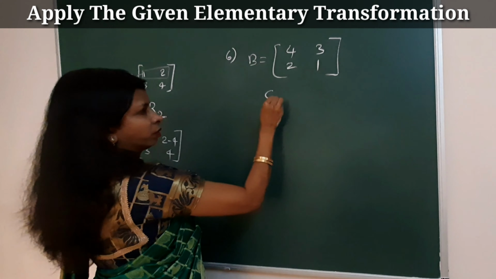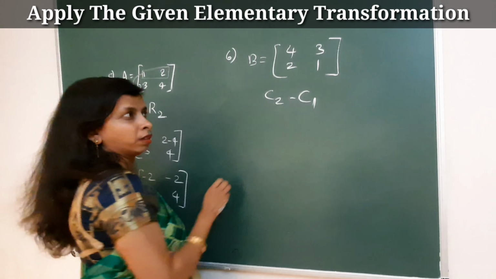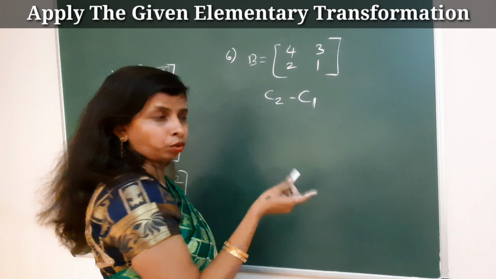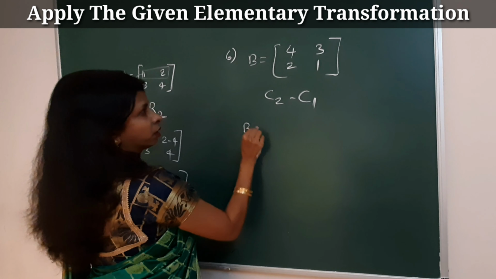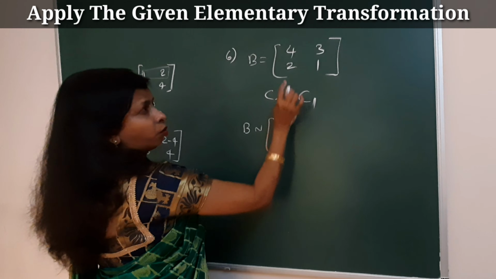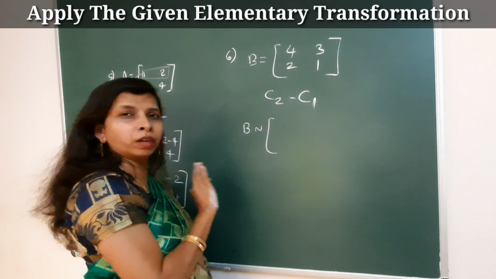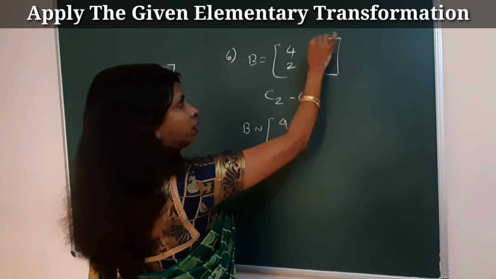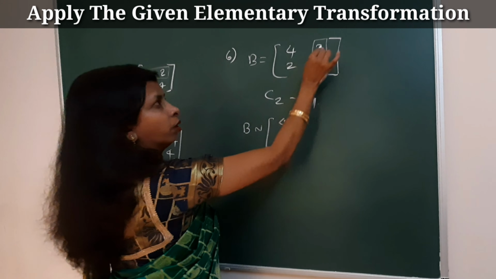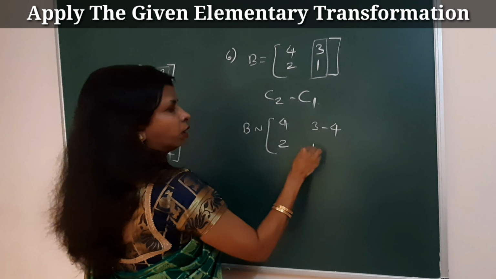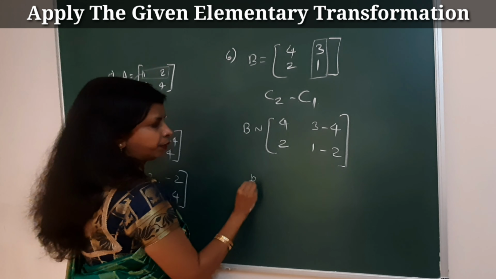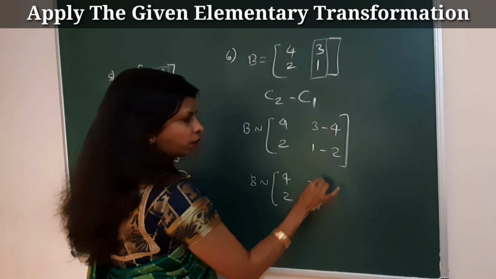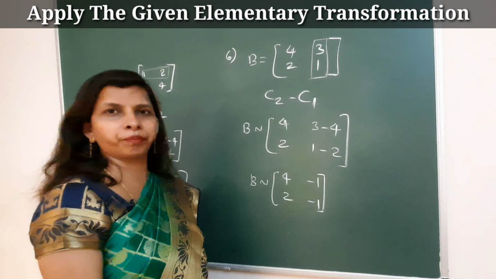Here I will do C2 minus C1. I am supposed to subtract column 1 from column 2. That is B is equivalent to, what about column 1? Column 1 will remain unaffected, that is 4, 2. I am going to make changes with only C2. C2 minus C1: 3 minus 4 and 1 minus 2. So my B is equivalent to 4, 2, 3 minus 4 = -1, 1 minus 2 = -1. Okay.